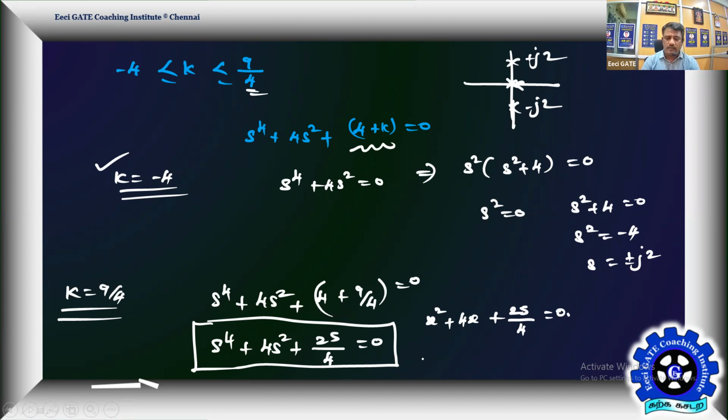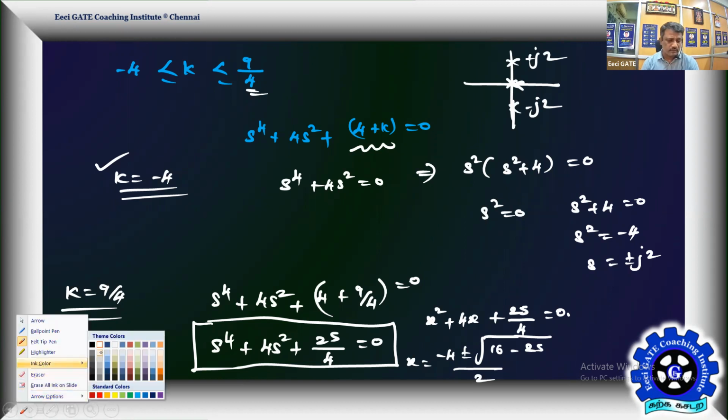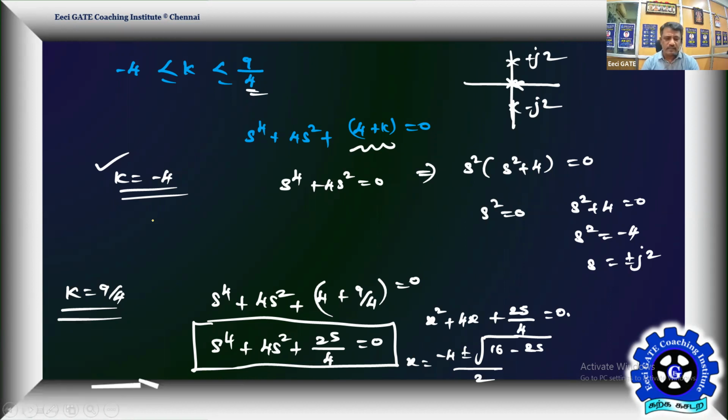Then you need to confirm that the roots are on the j omega axis. So then x will be equal to minus 4 plus or minus root of b square, that is 16 minus 4ac, which is going to be 25, divided by 2a. That's verification. We are almost concluding this.